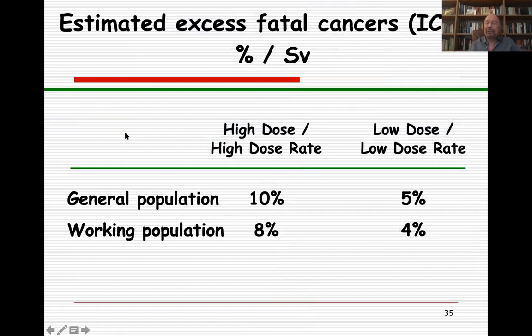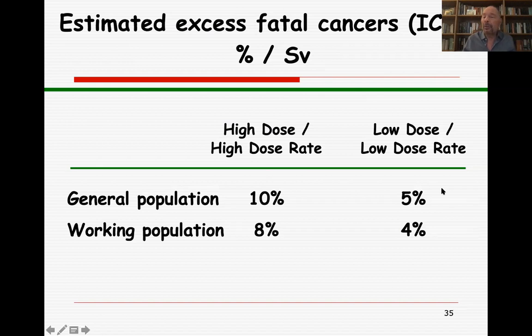So at the end of the game, what does the ICRP do? How do we use these numbers from Hiroshima and Nagasaki? We have seen that the magic number from the excess relative risk per sievert in Hiroshima and Nagasaki is about 10%. Now, for the working population, this is generally lower because you exclude the children and the teenagers, so it's a little bit lower, 8%.